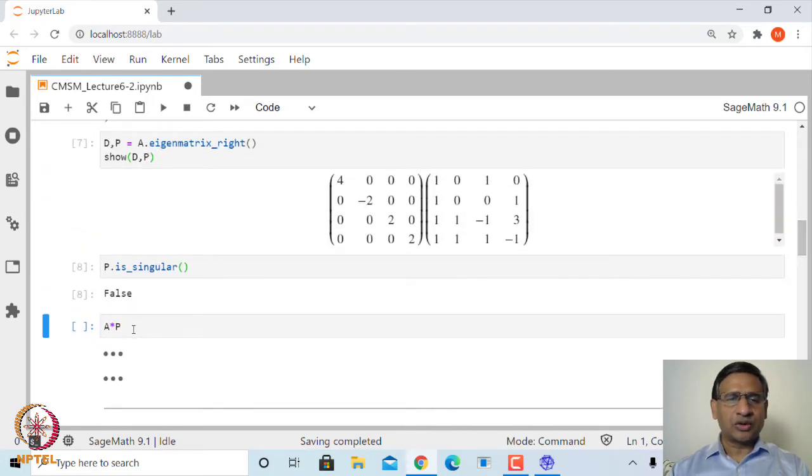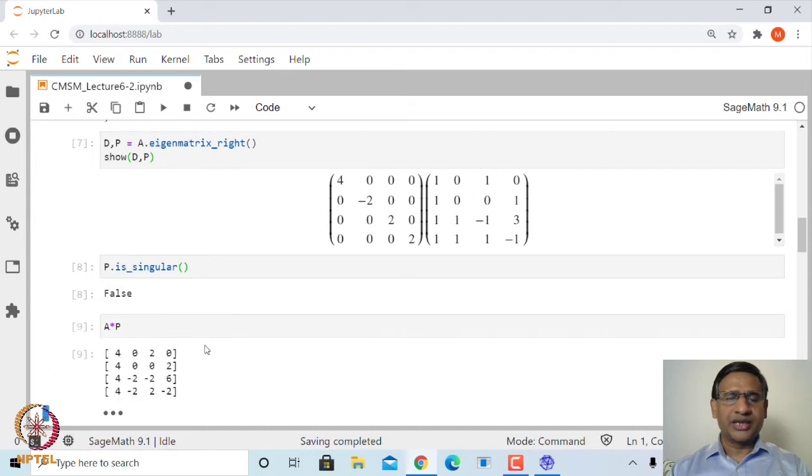So, let us find out what A times P is. P is this matrix of eigenvectors. What is A times P? The first column is 4 4 4 4, which is nothing but 4 times the first column of P, and 4 is the eigenvalue. So, the first column is 4 times the eigenvector with respect to 4. The second column is 0 0 minus 2 minus 2, which is minus 2 times the second column of P. Similarly, the third column is 2 0 minus 2 minus 2, which is 2 times the third column of P. So, that is A times P.